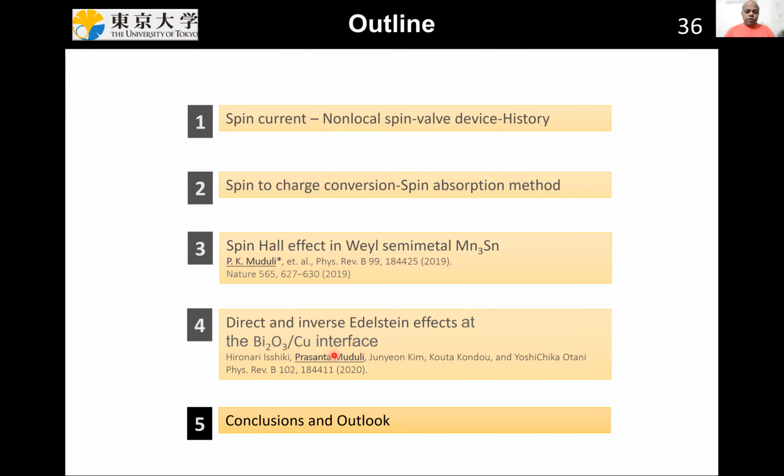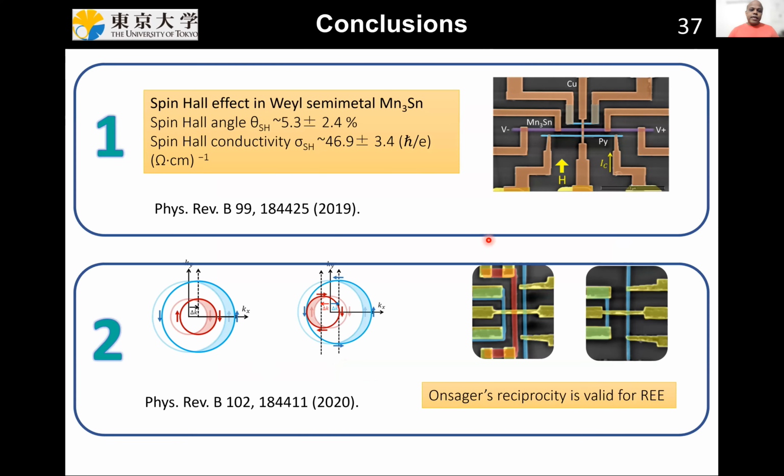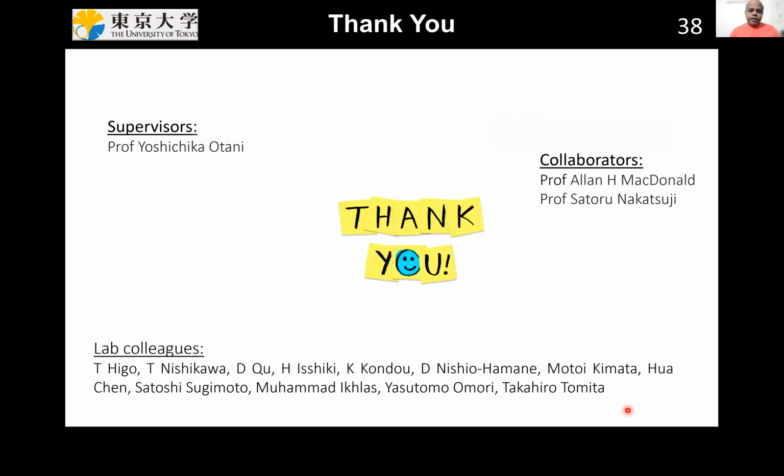So now I would like to conclude the talk. I explained how you can use non-local spin Hall devices to study the spin Hall angle in manganese 13, and also that the same kind of techniques can be used to study spin charge conversion in the bismuth oxide and copper Rashba Edelstein effect. And I also showed that the Onsager reciprocity relation is valid for the Rashba Edelstein effect. And I would like to thank my supervisor, Otani, and collaborators, and all the lab mates for their contribution.